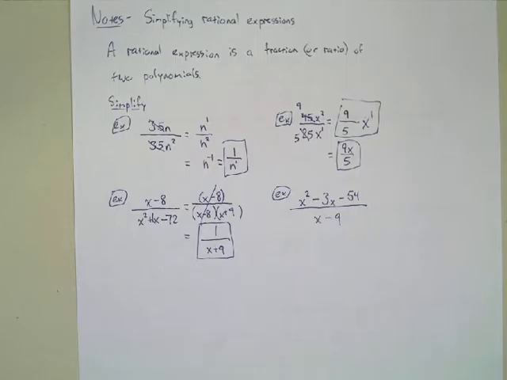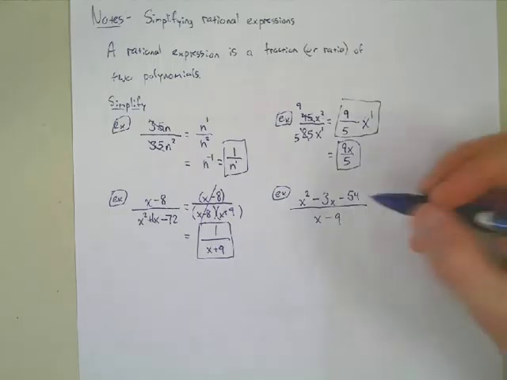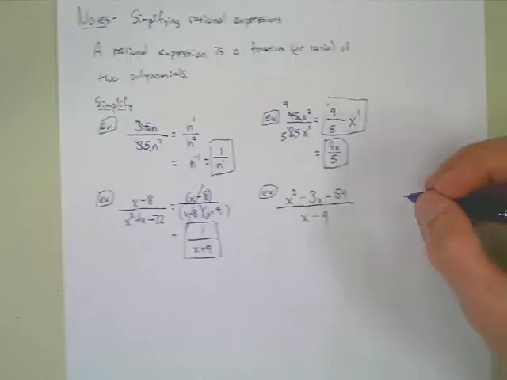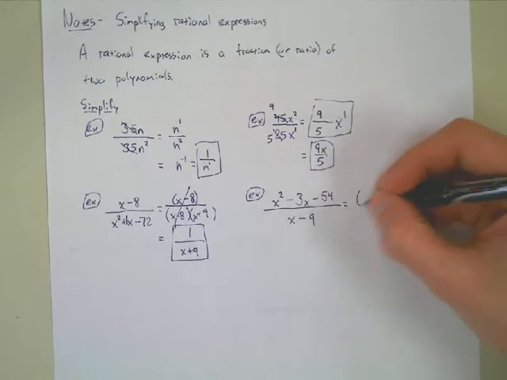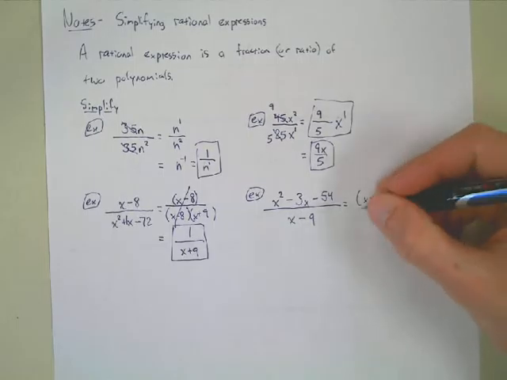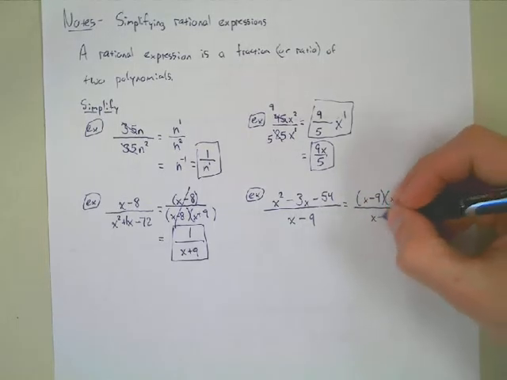Let's go to someone I haven't heard from yet. Let's go to Mitchell. So Mitchell, can you factor that numerator for us? Two numbers that multiply to make negative 54 but add to make negative 3. Negative 9 and positive 6. Okay, so yeah, x minus 9, x plus 6 is how that numerator factors. And then we have an x minus 9 in the denominator.